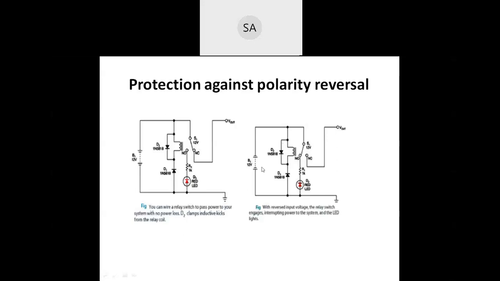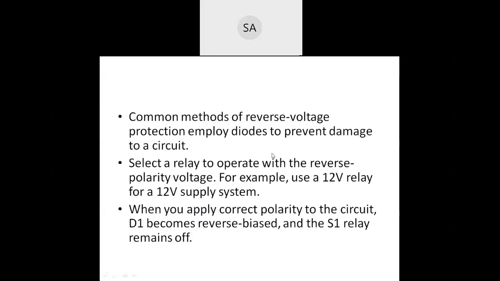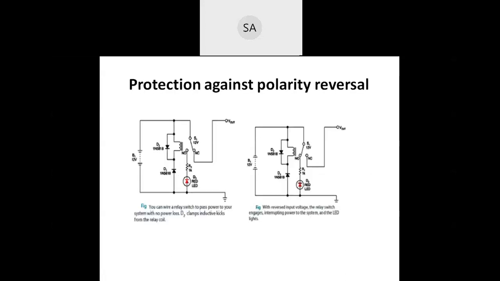When you apply the correct polarity to the circuit, D1 becomes reverse biased and the relay remains off. So when you are applying the correct polarity, D1 becomes reverse biased. Here D1 has the negative polarity, so the diode remains off, and then the relay will be in the off state.